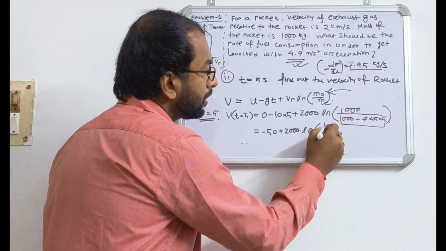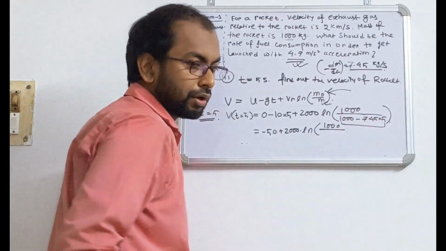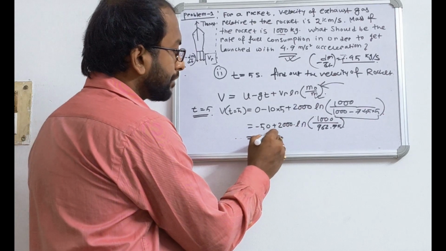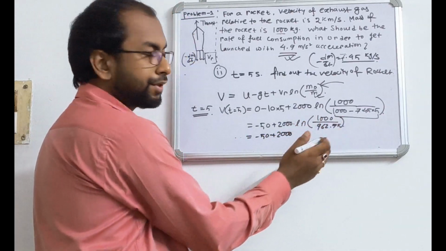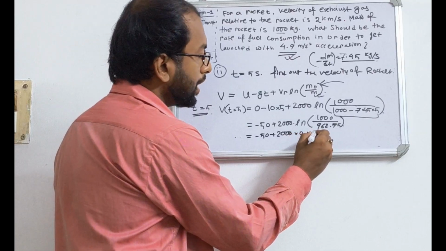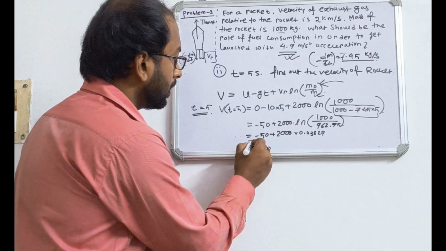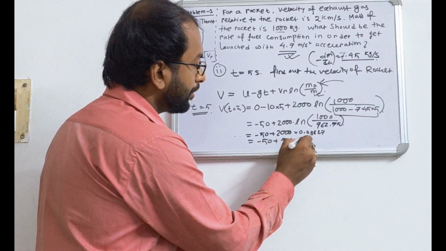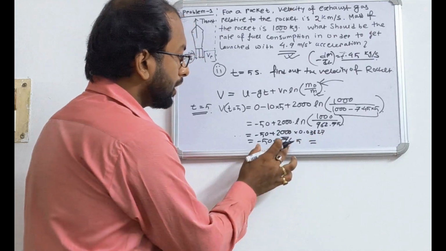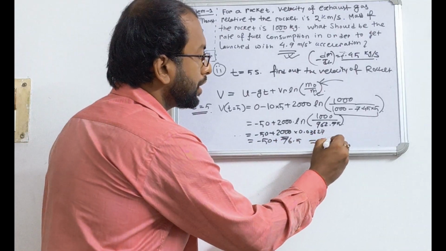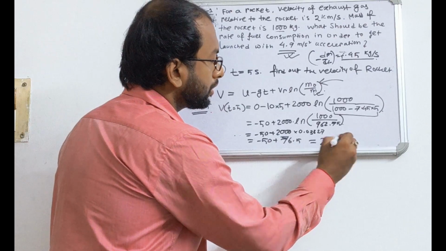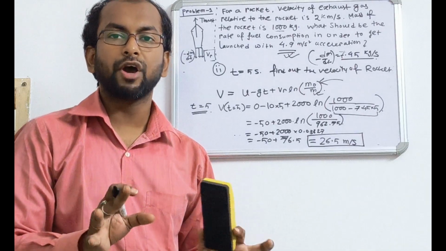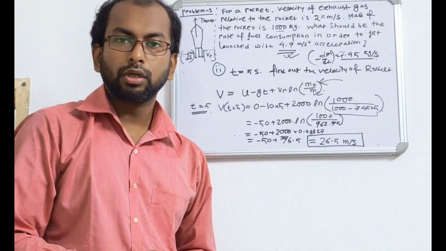Now it is just a simple calculation: minus 50 plus 2000 ln of 1000 by 962.75. The value of this ln is 0.03827, so it becomes minus 50 plus, multiplying, approximately 76.5. So the velocity is 76.5 minus 50, which is 26.5 meters per second. After 5 seconds of its launch, the velocity of the rocket will become 26.5 meters per second. I hope you have understood. Thanks for watching.